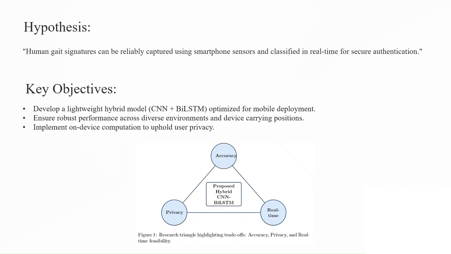Our objective is to balance three critical aspects in gait-based authentication. Accuracy, ensuring reliable user identification. Privacy, by keeping sensitive data on device. And real-time performance, with sub 20 millisecond latency. The proposed hybrid CNN and BiLSTM sits at the intersection of these three requirements, addressing them simultaneously, which prior methods often failed to do.